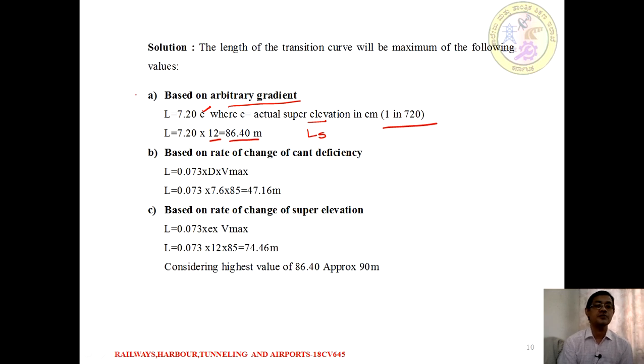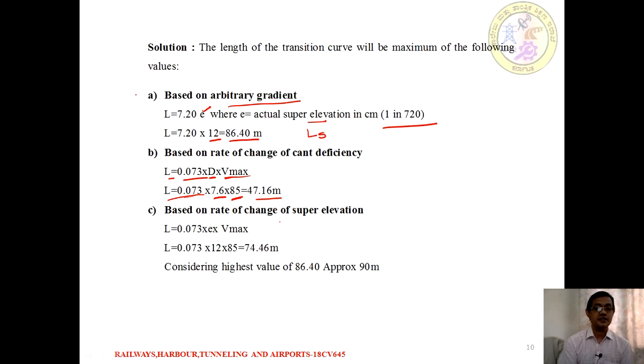Next is based on the rate of change of cant deficiency. For that we use the formula L is equal to 0.073 multiplied by the cant deficiency multiplied by the maximum allowable speed on the particular network. Substituting in the formula, L is equal to 0.073 multiplied by 7.6 centimeters, and the maximum speed is 85 kilometers per hour. Based on that, the length of the curve is going to be 47.16 meters.